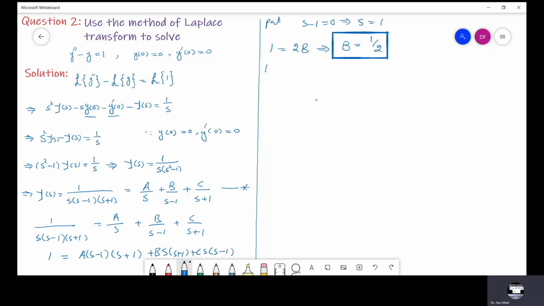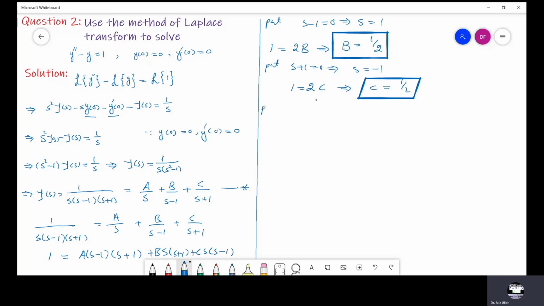Okay, now let us put s plus 1 equal to 0, which gives s is equal to minus 1. So you can see the first term will be 0 and the second will be 0. And in the third, if we use s minus 1, again we have 1 is equal to 2c, which gives c is equal to 1 over 2. This is another value of the constant.